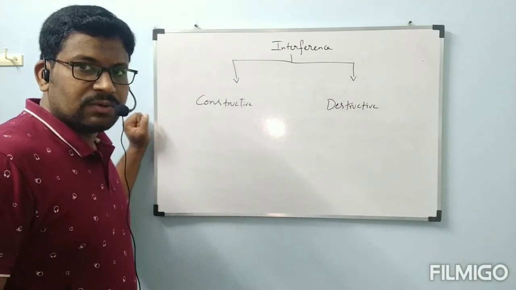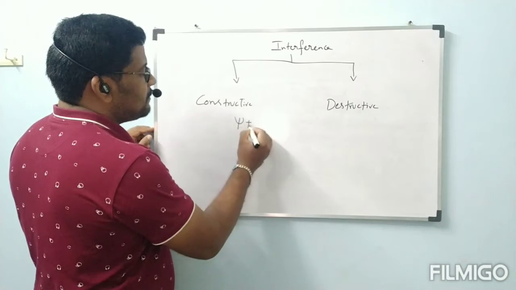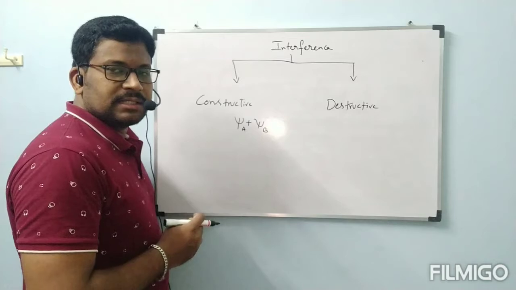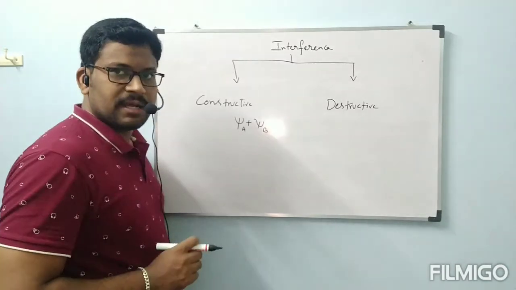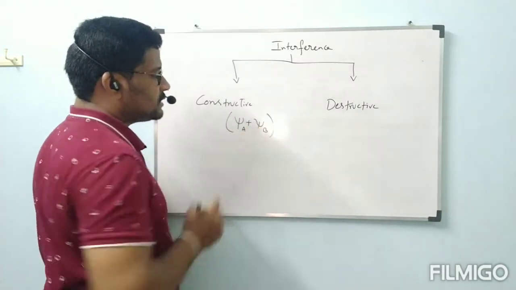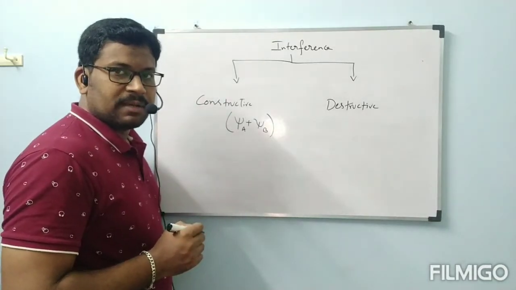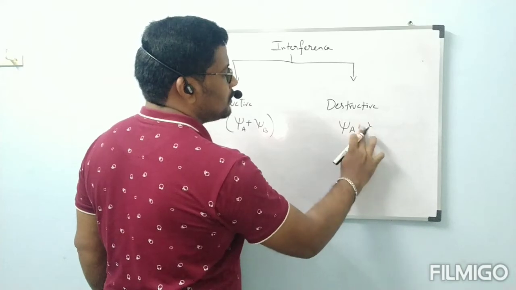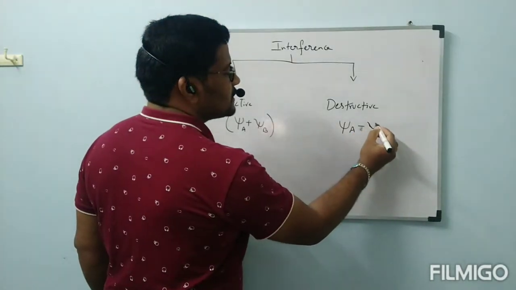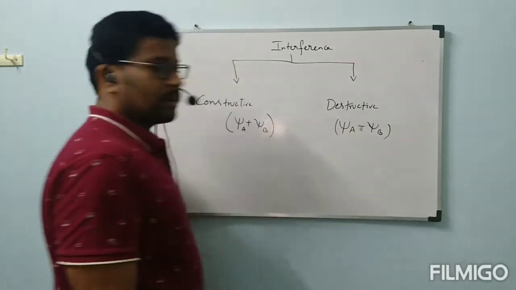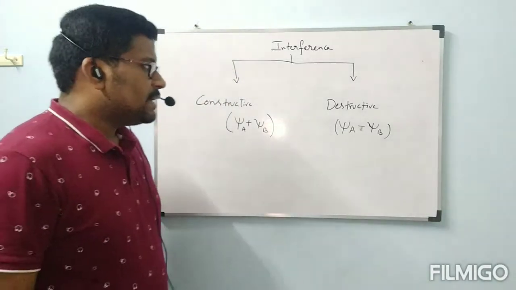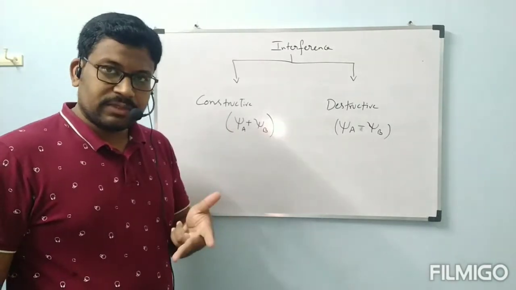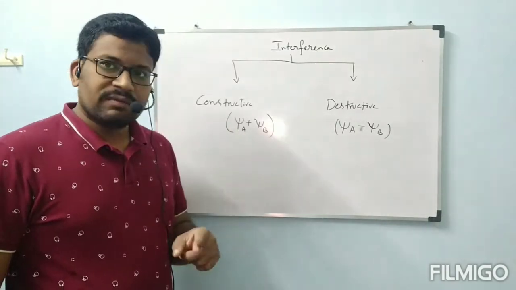Constructive interference is shown by psi A plus psi B. I will explain what constructive interference is and why we show it as psi A plus psi B. Destructive interference is shown by psi A minus psi B. Now we will see how constructive interference is observed, and how destructive interference is observed.